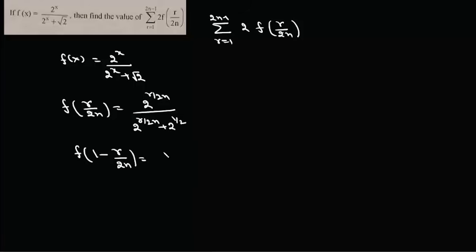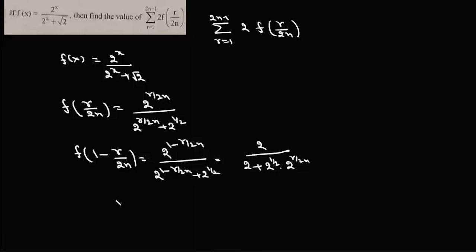There will be 2 to the power (1 minus r by 2n) upon 2 to the power (1 minus r by 2n) plus 2 to the power 1 by 2, which we can write as 2 upon (2 plus 2 to the power 1 by 2 into 2 to the power r by 2n). Now we'll cancel root 2, so we can write this as root 2 upon root 2 plus 2 to the power of r by 2n.